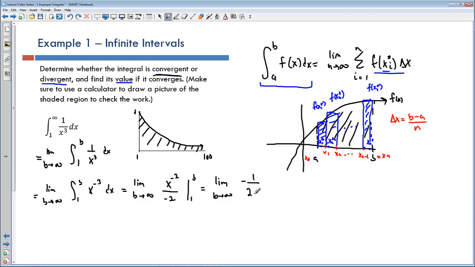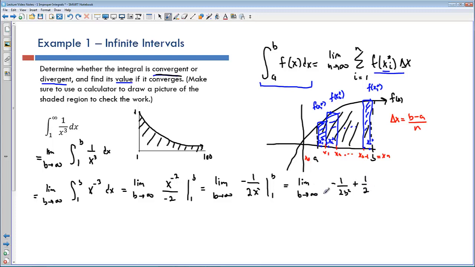So 2x squared, and this goes from 1 to b. I'm going to evaluate the limit by plugging in my limits of integration, keeping that limit here. You can hit that at the very end. And so I'm going to get negative 1 over 2b squared, and then minus, a minus will be a plus, and I plug in 1, so 1/2.